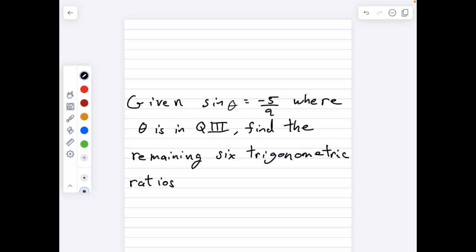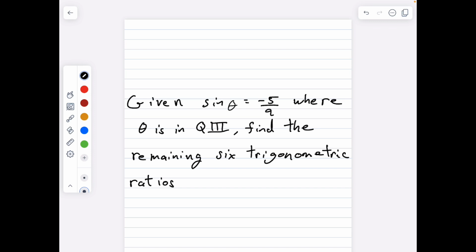Today we have a trigonometry problem. We were given that sine of theta equals minus 5/9, where theta is in quadrant 3, or sometimes we say angle theta terminates in quadrant 3 or whichever quadrant. Find the remaining 6 trigonometric ratios, or 6 trigonometric functions, sometimes we say.